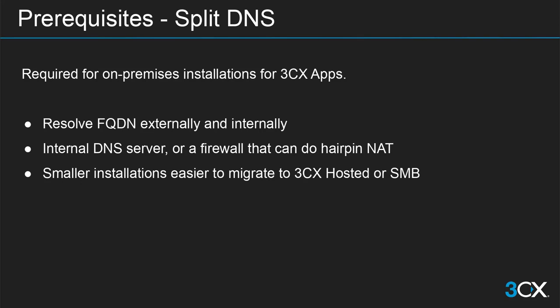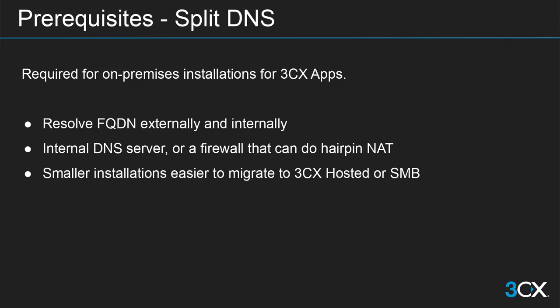Split DNS means that you are resolving the FQDN of the PBX externally to the external IP address of the firewall's interface if you are outside the network. And when you are internally within the network, you will resolve to the private IP address of the server. You will require an internal DNS server for this. Or if you don't have the capabilities of procuring an internal DNS server or the infrastructure to do so, you can use a firewall that can do hairpin NAT.